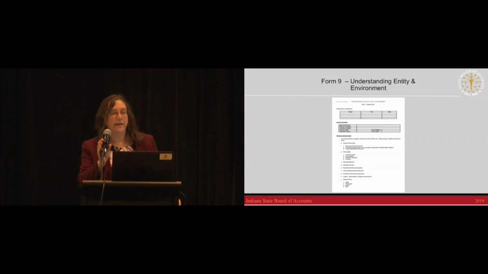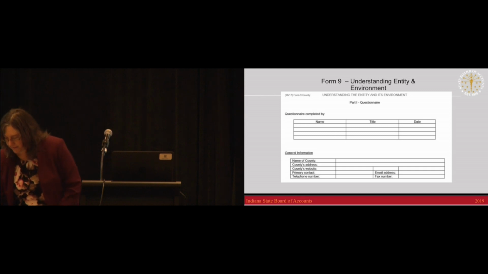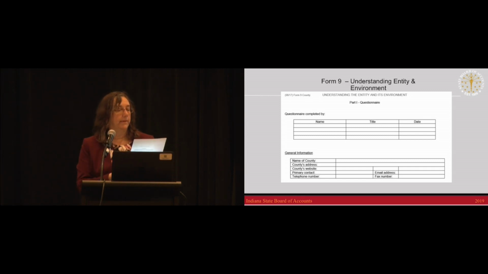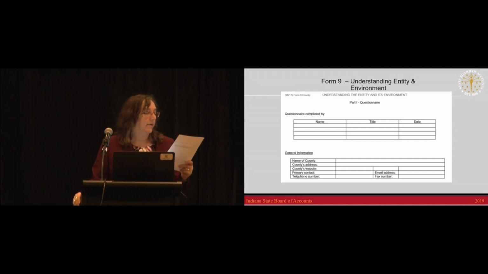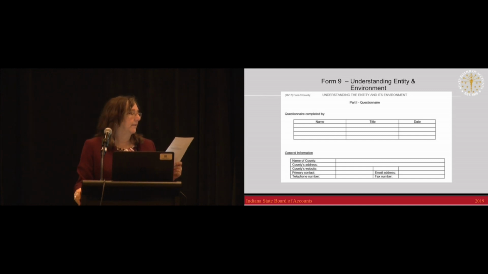Okay. The next form that you get is called a Form 9. It is understanding the entity and the environment. Okay. I did one of these as a mock-up. That's in yours, and again, just to give you ideas to think about. So it's still me as the county auditor, and I'm still living in Paradise County, a little piece of heaven. That's the county seat.